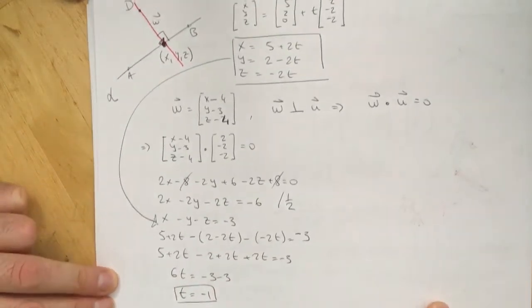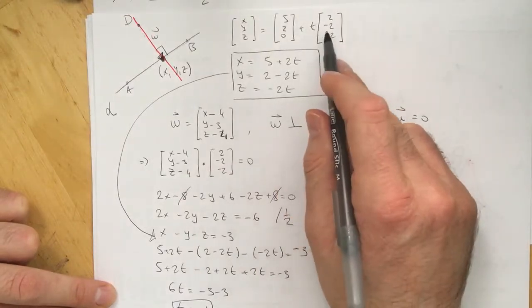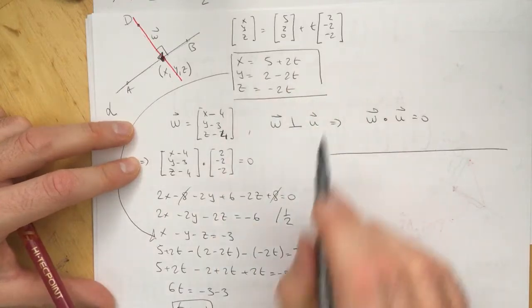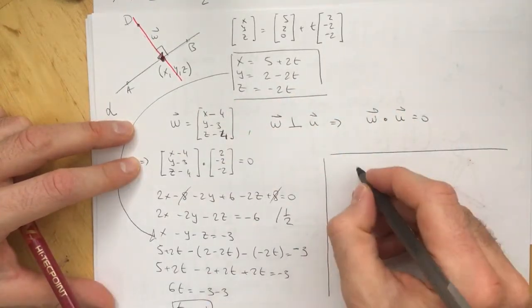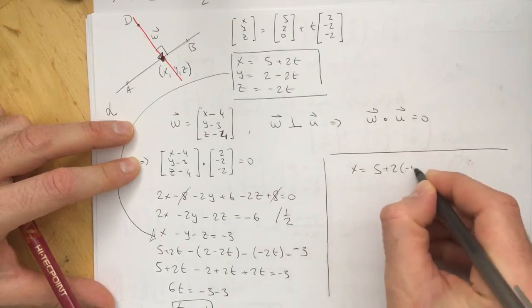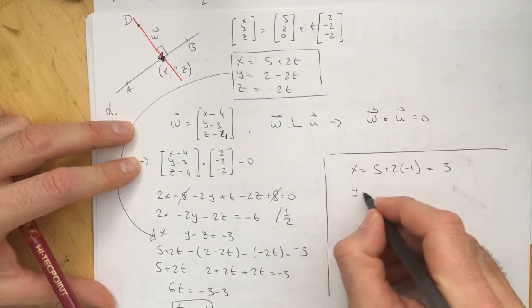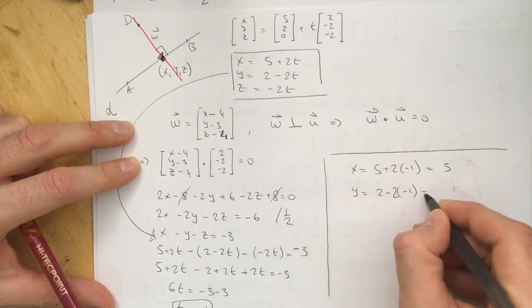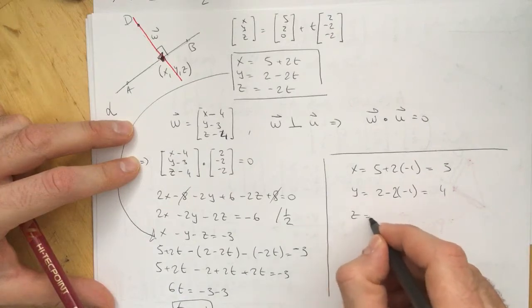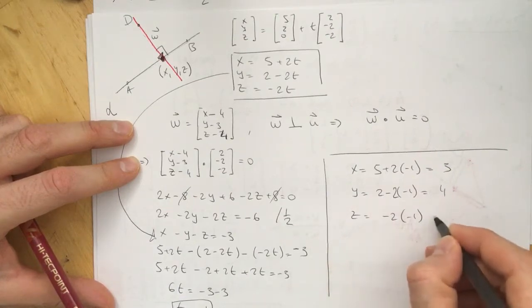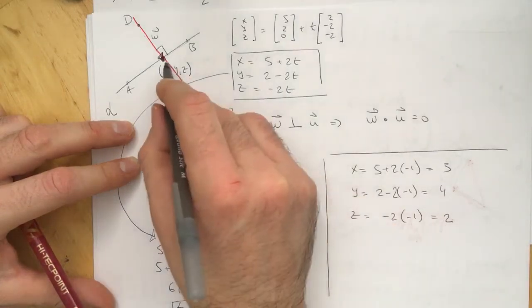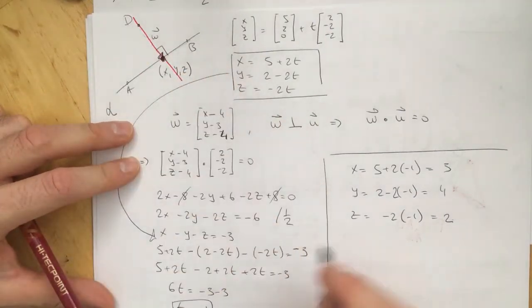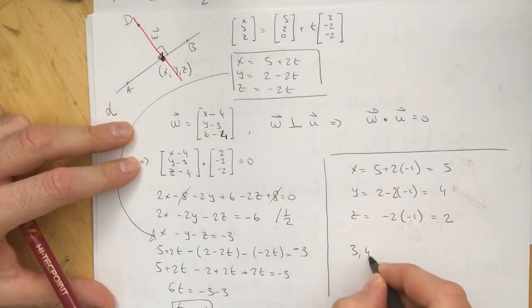So we have found a parameter that satisfies this parametric equation. Plugging that into the parametric equation right here, we'll find the coordinates of the point. So x is equal to 5 plus 2 times negative 1, that's 3. Y is equal to 2 minus 2 times negative 1, that's 4. And z is equal to negative 2 times negative 1, and that's equal to 2. So this point right here, the point that's on the line L and closest to the point D, has coordinates 3, 4, and 2.